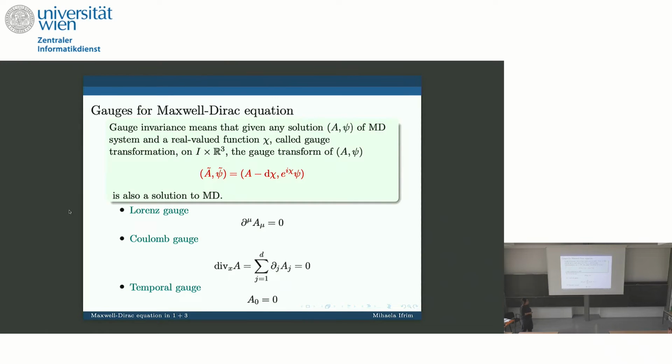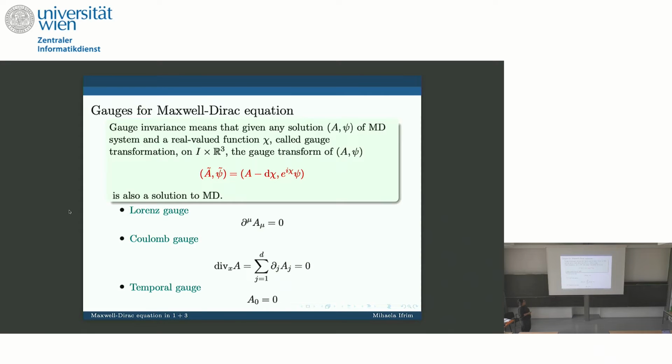So now coming back to the gauges, I'm going to make some comments based on the possible gauges one can make. So first of all, gauge invariance means that if I give you a solution to the Maxwell-Dirac equation, then any transformation of this sort is also going to be a solution, where this chi is a real-valued function defined on the time interval I times R^3. So I'm taking away the differential of chi from the electromagnetic potential, and here I'm rotating the spinor. And this is also going to be a solution.